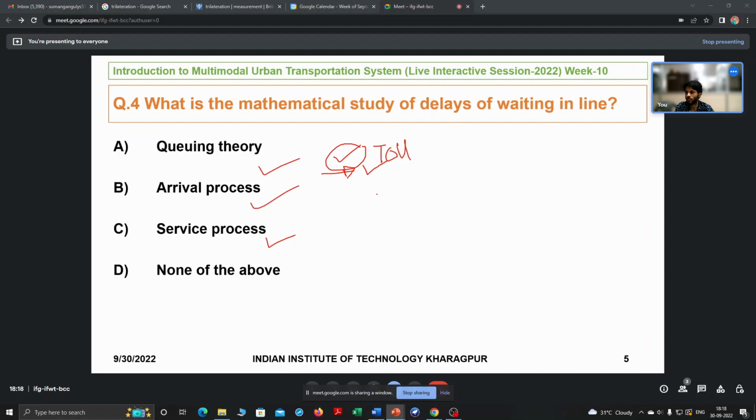And what is the service process? It is how you are actually serving those vehicles. If you have a toll booth, these vehicles are waiting, and this is the one you served. That's called a service process. And what is queuing theory? Queuing theory deals with all those elements, not only arrival but also the service, and then also the departure process.